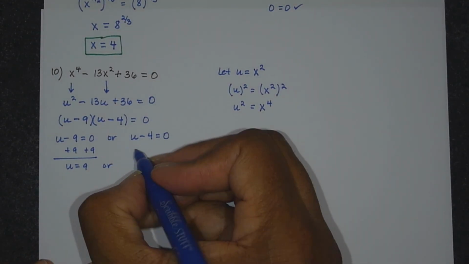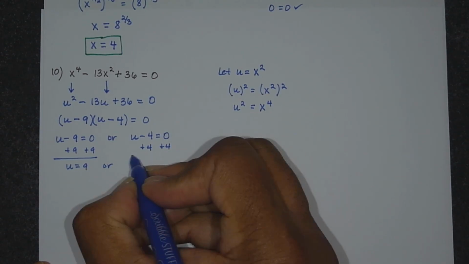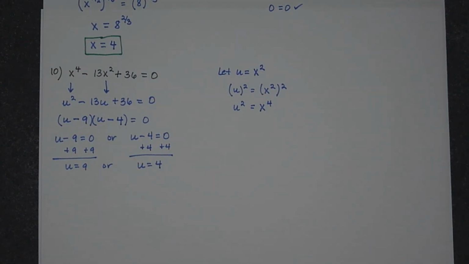For u minus 4 equal to 0, what must u be equal to? 4. Now do not end this problem right here, because it started off as an equation in terms of x. We must have our answers in terms of x. So this is where we do back substitution.